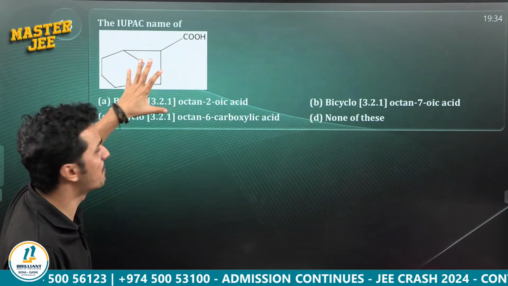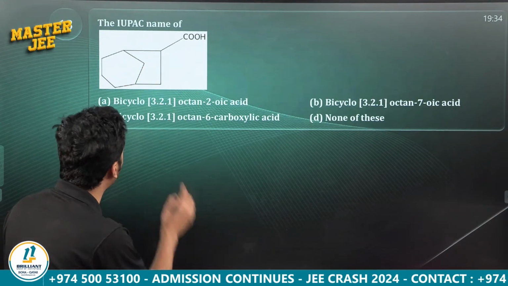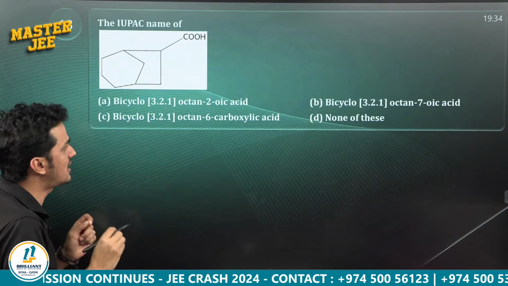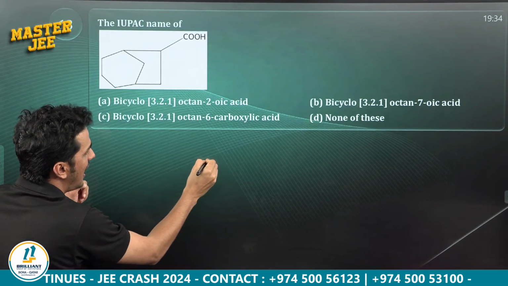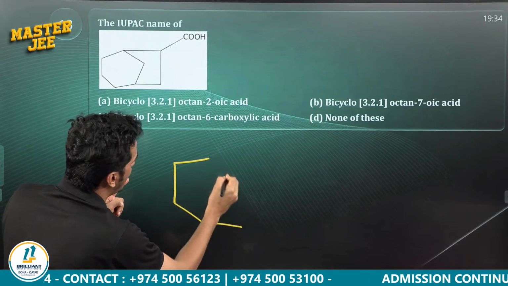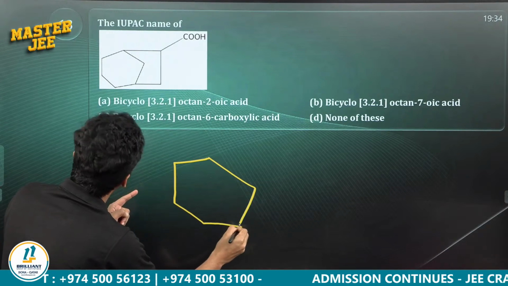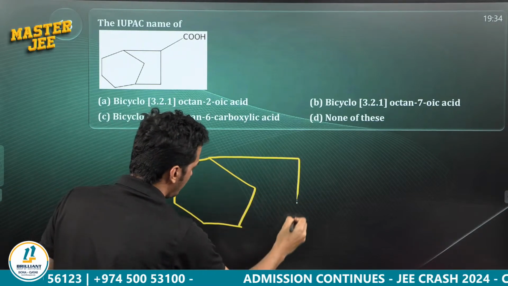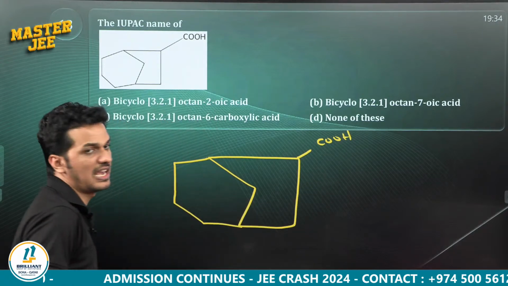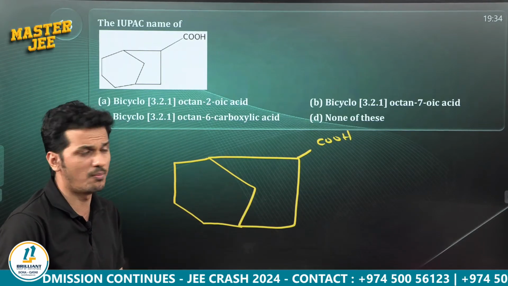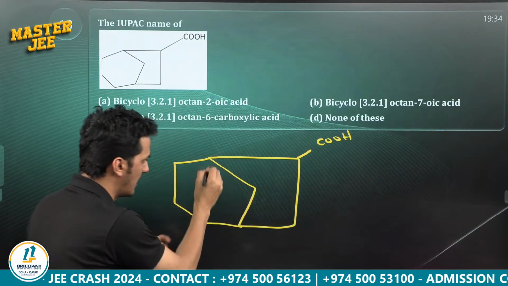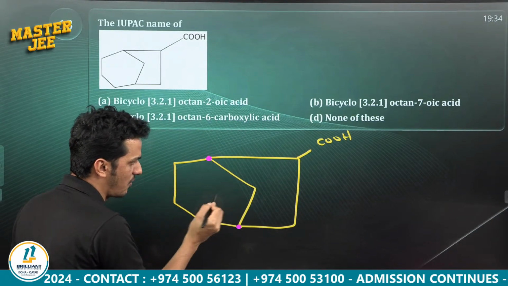This is a bicyclic compound. What kind of compounds? Bicyclic compounds. I will draw the same thing here. You can see it will be like this, and here COOH is there. While naming the bicyclic compound, we have to number it. We have to start the numbering from any of the bridgeheads. This is a bridgehead, this is also a bridgehead.